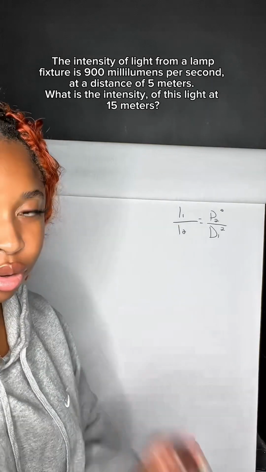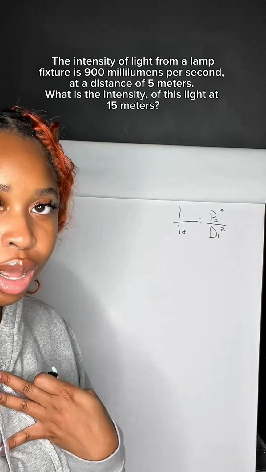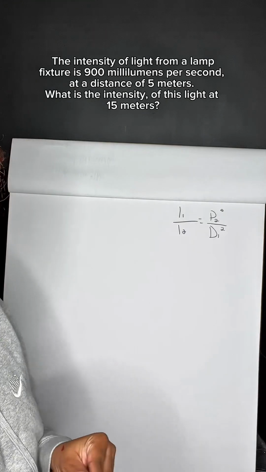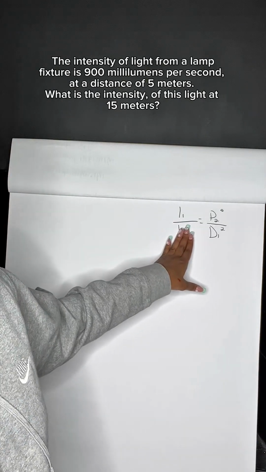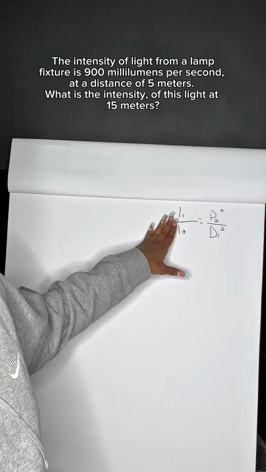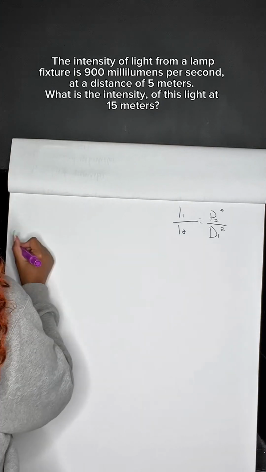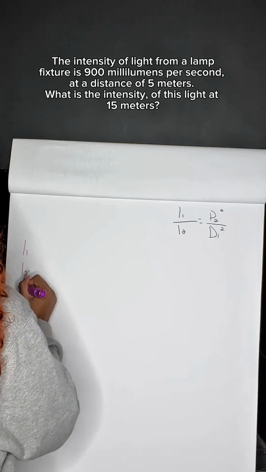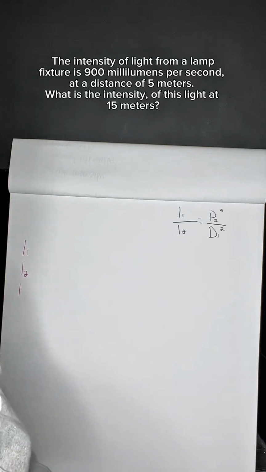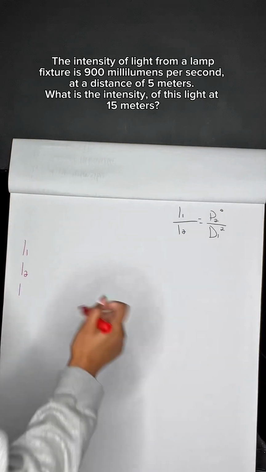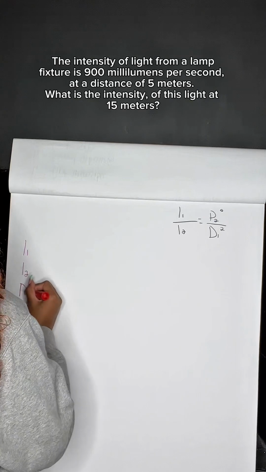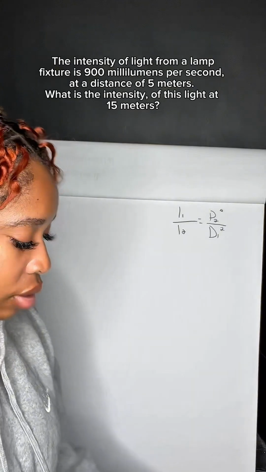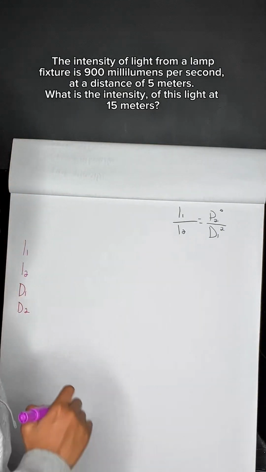I'm a color coordinated girl, so I'm going to show you how I do it and color coordinate it so that you can understand better. We need to break it down. So I1, I2, and then D1, D2.